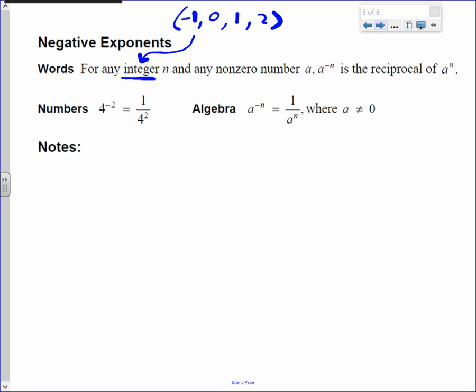Well, look at the example. Put a little cloud on the example here. We're going to put clouds on every example they give us. 4 to the negative 2 power is the reciprocal. Remember, that's a junior high word when you flip a fraction? Hold that question until I do one more example.